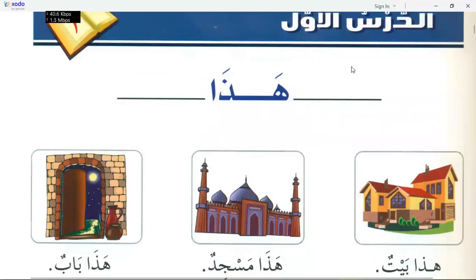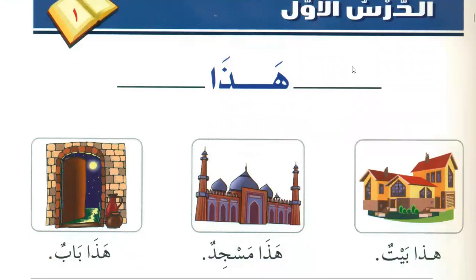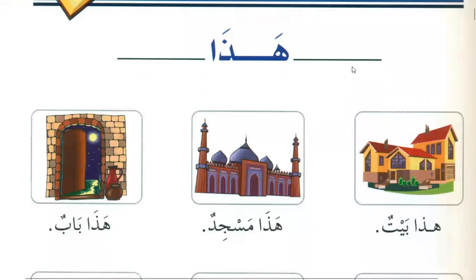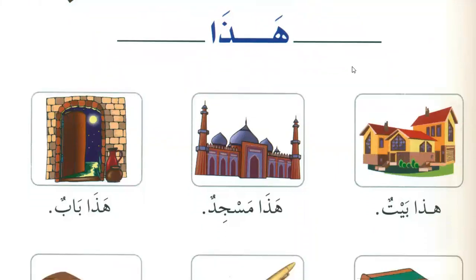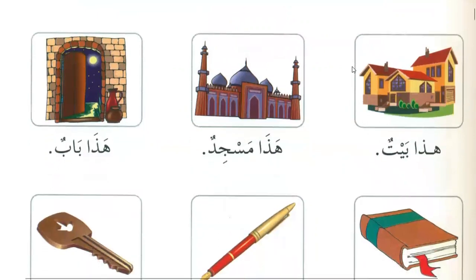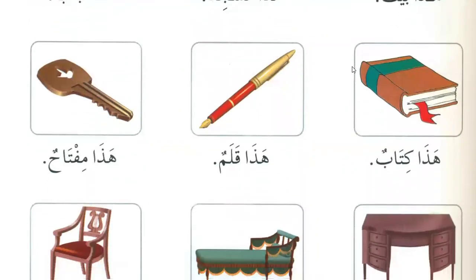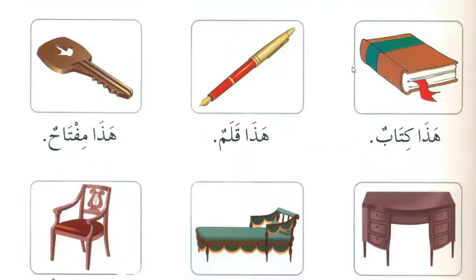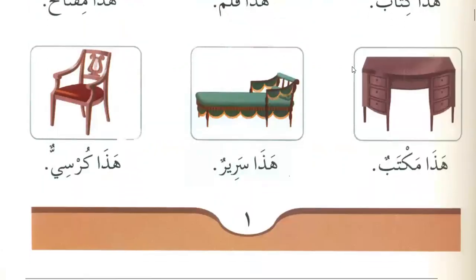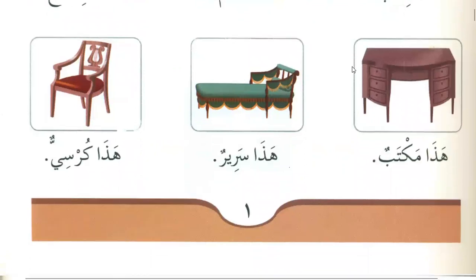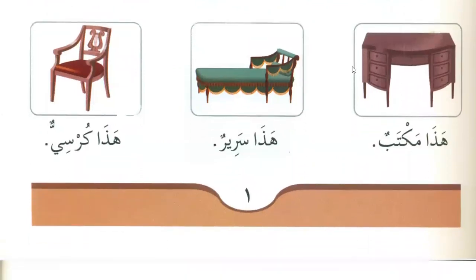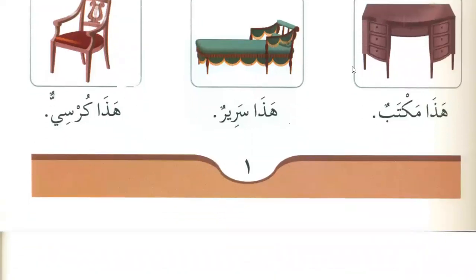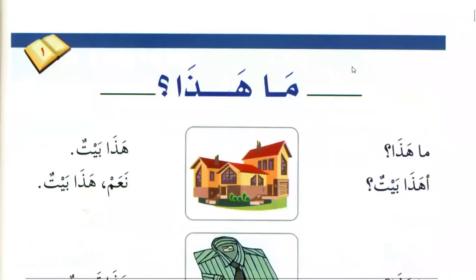Okay, read this. Hadha bab, this is a door. Hadha masjid, this is a mosque. Hadha bait, this is a house. Hadha miftah, this is a key. Hadha qalam, this is a pen. Hadha kitab, this is a book. Hadha kursi, this is a chair. Hadha sarir, this is a bed. Hadha maktab, this is a writing table. Next.